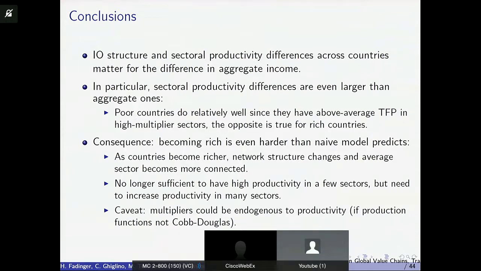As a takeaway, it seems that becoming rich is even harder than the naive model predicts, in the sense that as countries become richer, their network structure becomes denser. While in poor countries, increasing productivity in a few crucial sectors has a large impact, that's no longer the case for countries that are industrialized or modern service economies, where all sectors have a significant impact on aggregate performance. That's all I have to say.